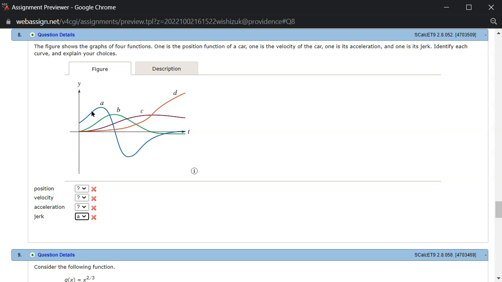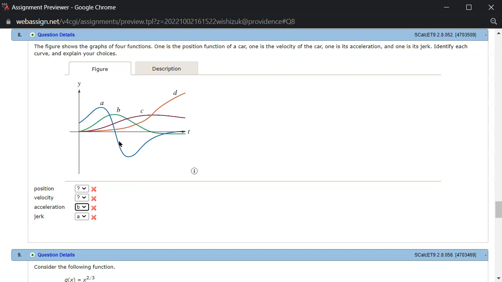So then here, A would have a function so that A is the derivative of that function, right? You look at where A becomes 0, which means that it hits the t-axis there. Then which one has the horizontal tangent line at that point? You can see that B has a horizontal tangent line at that point, which means that B has to be the acceleration, right?